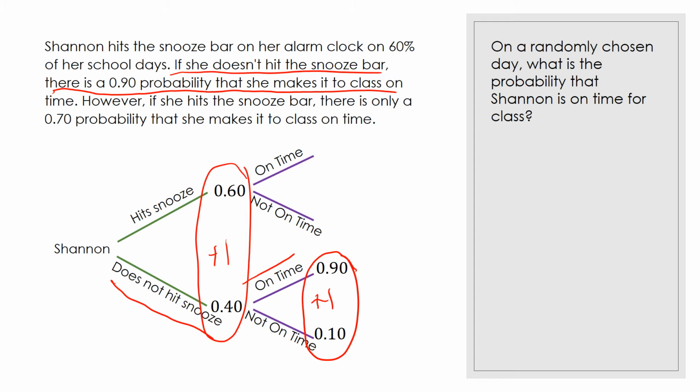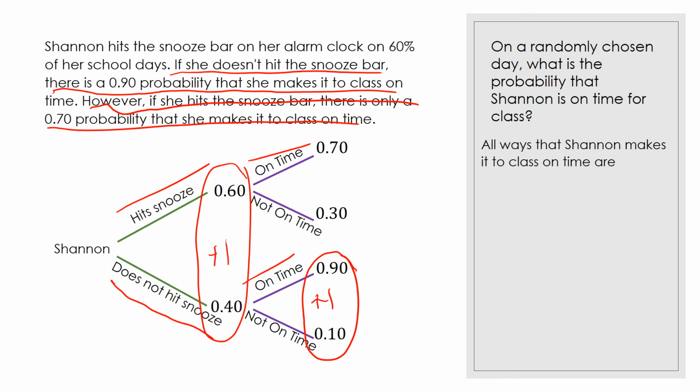Now, look at the other branch. We are told that if she does hit the snooze bar, then she only has a 70% probability of making it to class on time. So that's following this path. That's a 70% chance. If there's a 70% chance down that branch that she's on time, that means there's only a 30% chance that she is not on time.